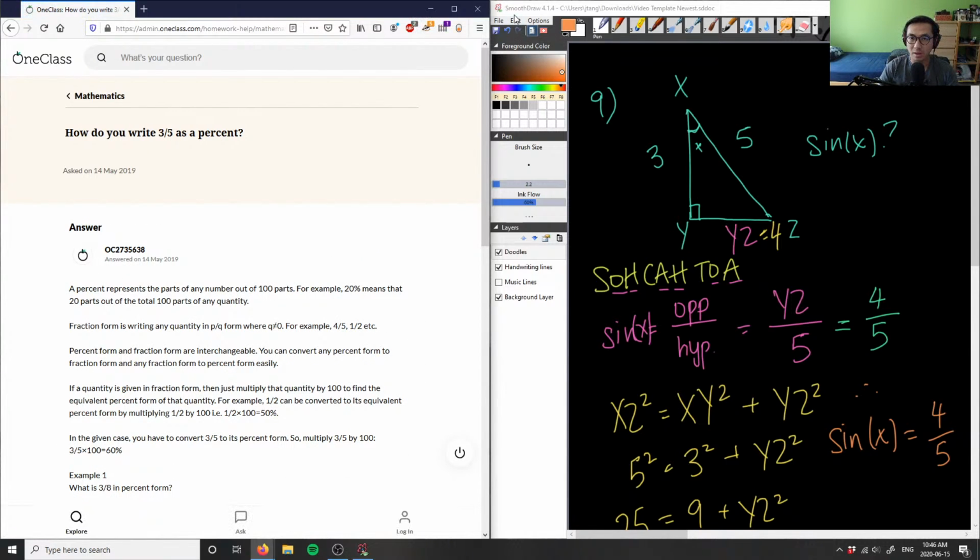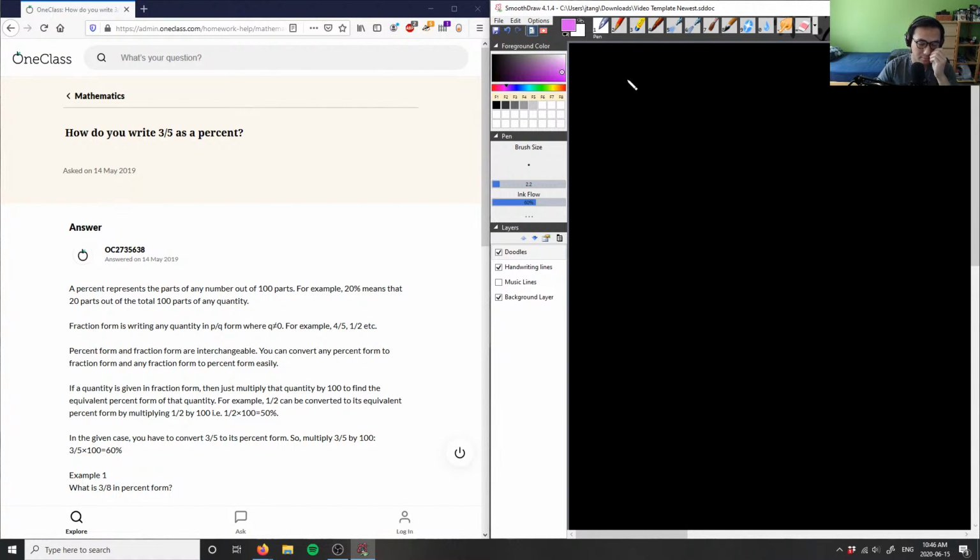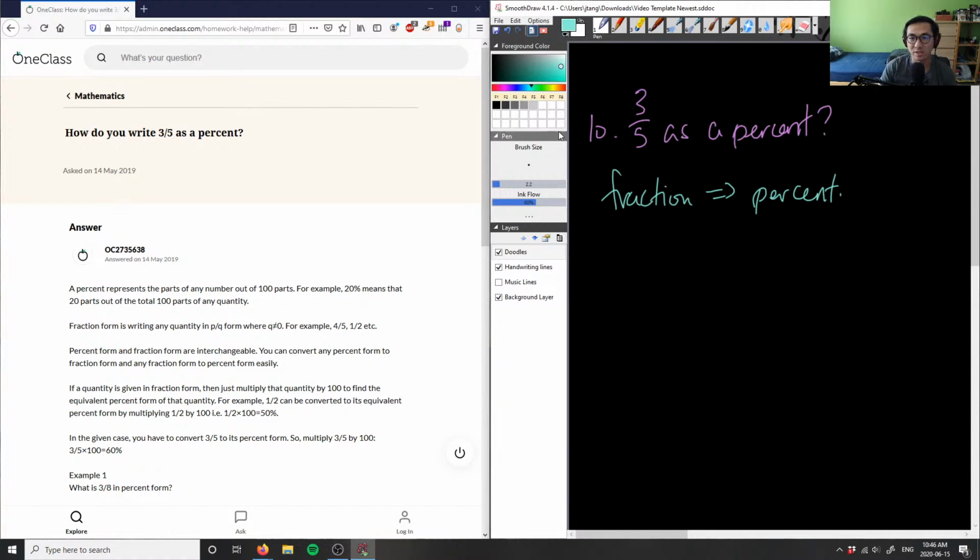All right, and finally, let's look at question 10. It's asking us, how do you write 3/5 as a percent? So what do we have here? Well, we have 3 over 5, which is some type of fraction. And we want to convert this into a percent. So how do we convert fractions into percent?